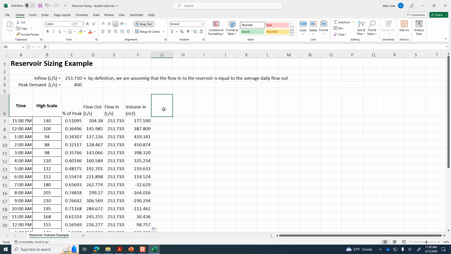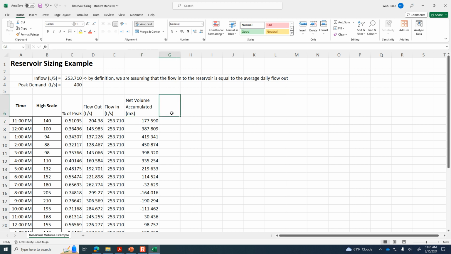Double click to apply that formula down through the entire process. That's the volume in. The volume, no, that's the volume. Oh, that's the net difference. Yeah, that's not the volume in, that's the net volume accumulated. So you see how sometimes it's positive, sometimes it's negative. So yeah, it's the difference between the two. It's the net volume accumulated. We've got to make sure we have the right labels on there.